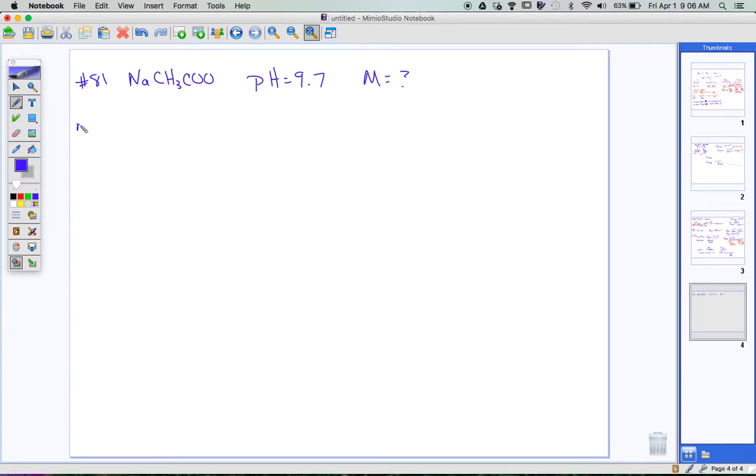All right, but let's start with our little steps for figuring these out. What are the major species in this solution? Well, that's a salt, so it divides up into Na plus, the acetate ion, and then we've got some water there. Which one of those is going to affect the pH of the solution? Well, it's not going to be the Na plus, right? Because it's a conjugate acid from NaOH, which is a strong base, so its conjugate acid is very weak and won't affect the pH.